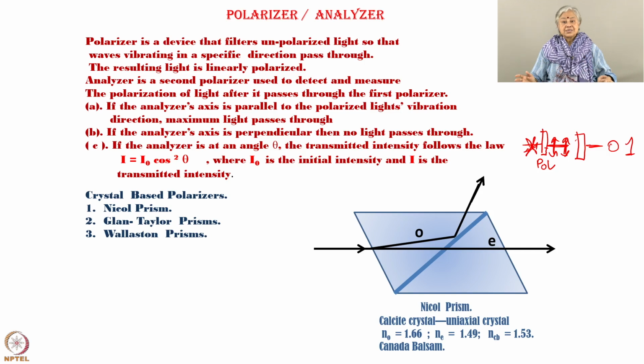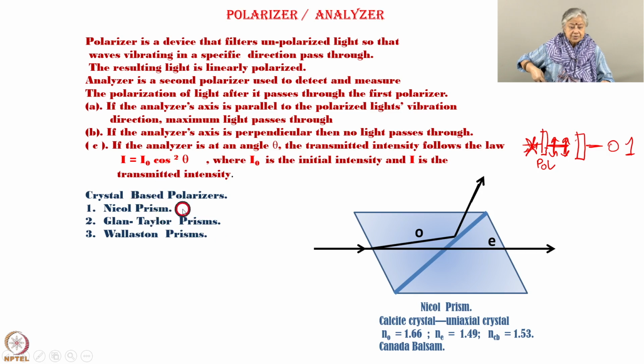So that is how a polarizer and analyzer works. Now we must know how do I make a polarizer? What is a polarizer? There are quite a few ways of making a polarizer. One is crystal-based polarizers. One is the Nicol prism, one is the Glan-Taylor prism, and one is the Wollaston prism. All three are just slightly different from each other.